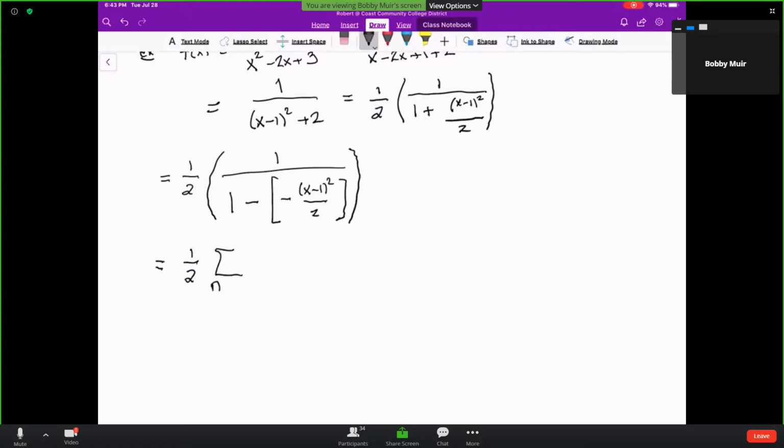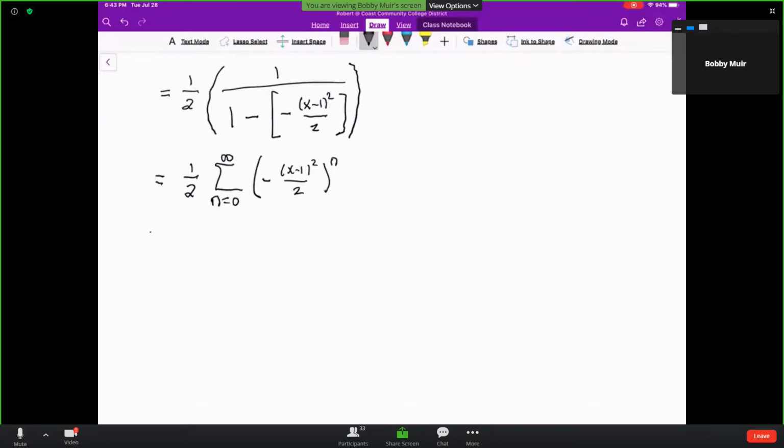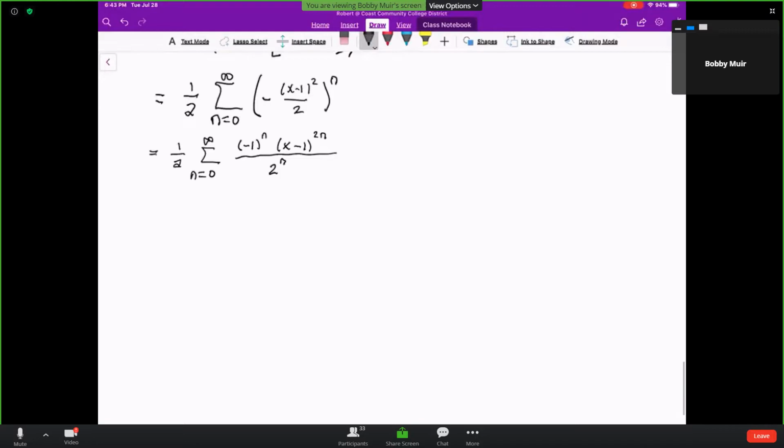My advice is don't try to simplify too much at once. Just put the whole blob in there: negative (x minus 1) squared over 2, to the n. Okay, now is when we start making it look pretty. 1/2 times the sum from 0 to infinity of (-1) to the nth power, (x minus 1) to the 2n power, divided by 2 to the n. And our final form: the sum from 0 to infinity of (-1) to the n times (x minus 1) to the 2n divided by 2 to the n plus 1.